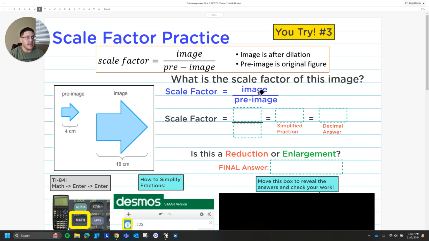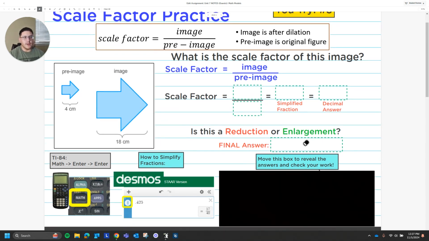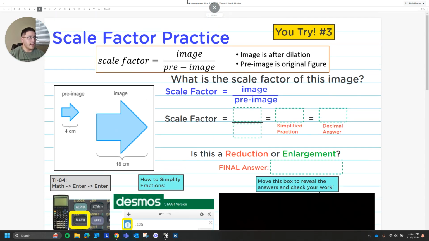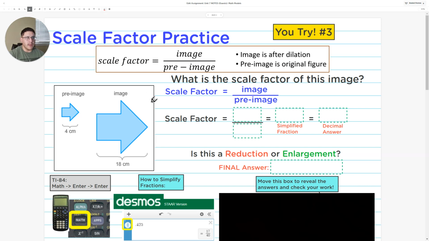To do that, you need the length of the image that we're trying to change it into, which is 18 centimeters, and then the pre-image, which is 4 centimeters. Follow the formula, get the simplified fraction and then the decimal answer, and determine whether this is a reduction or an enlargement. If you're on ClassKick, then you can move this box to check your answers. So go ahead and try this on your own. Otherwise, I'm going to continue on and show y'all how to do this.